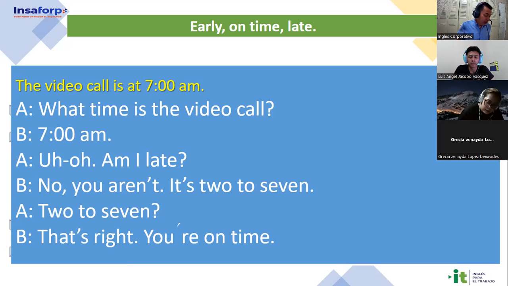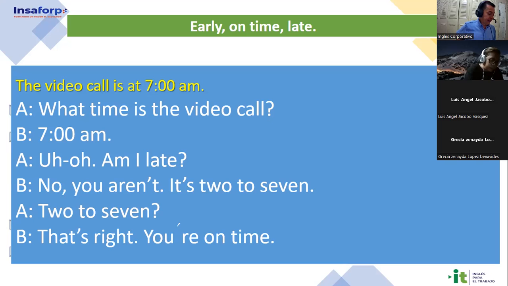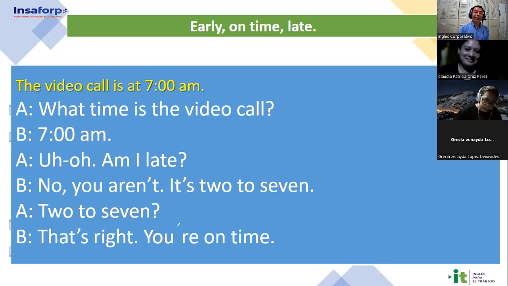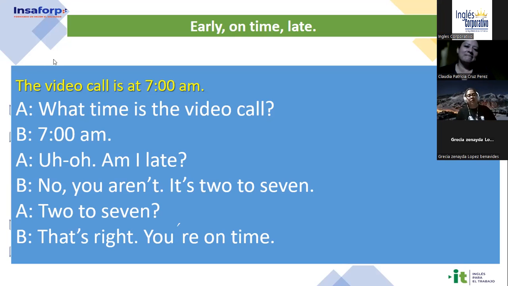Now, let's go to the next one. Sorry, we have Claudia, right? Yes, Claudia and Alejandra, yes. Claudia, you are what time is the video call? She says, and Alejandra is 7 a.m., right? Excuse me, Alejandra. No, Claudia is A and Alejandra is B. One, two, okay. Three, action.